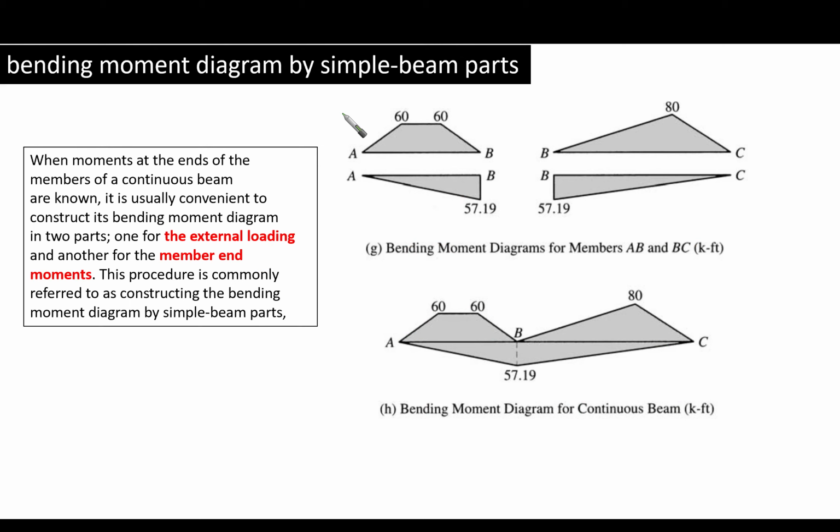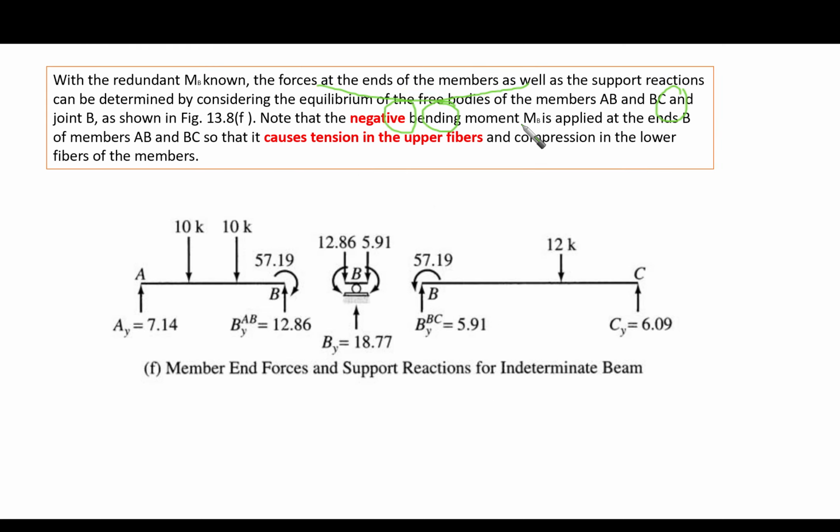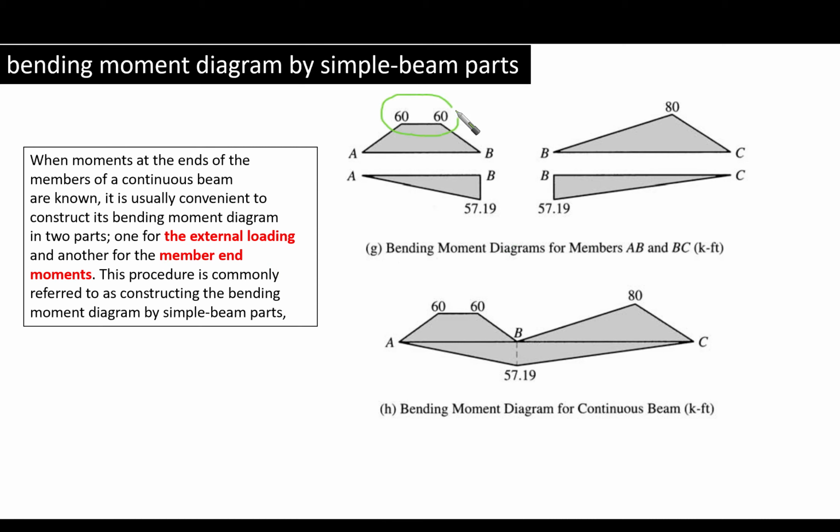Now, bending moment diagram, we can make it by simple beam parts. So we just put the external loading moment, which we have already explained before, 60 and 60, and here 80 due to the external loading, which is due to this 10 and 10. This means that we are having here, as we have 60 and 60, and here we have another moment, which is due to this 12. This is the moment due to external loading. We put it here, here, and here.